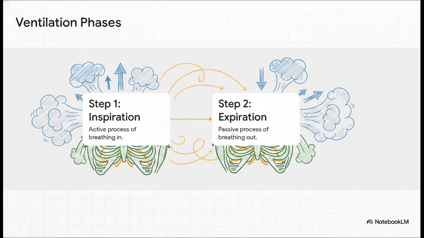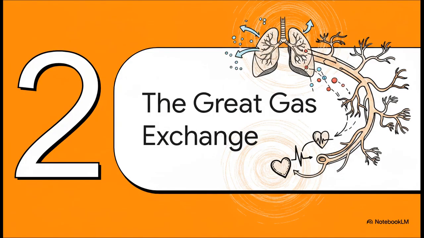Now, what's really cool is that this one action, breathing, is actually two very different phases. Inspiration, that's breathing in, is an active process. Your muscles, like your diaphragm, have to work. They have to contract to pull that air in. But expiration, breathing out, is usually passive. Your muscles just relax, and the air flows out on its own. It's a super efficient system, and knowing this helps you spot when a patient is working way too hard just to get air out.